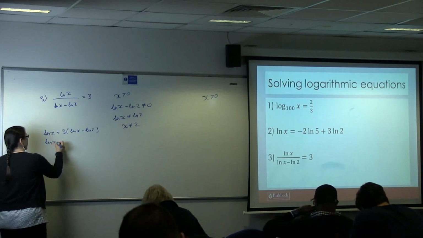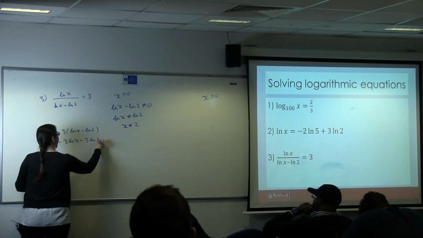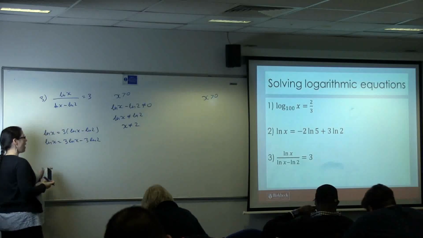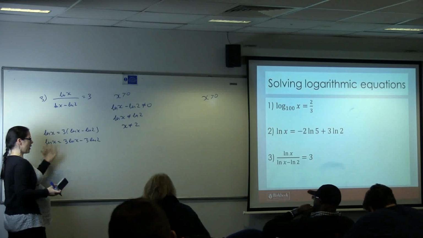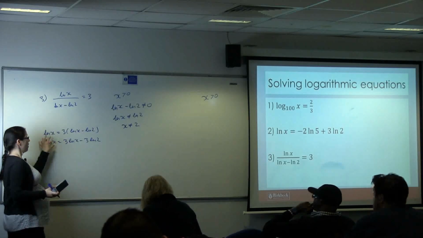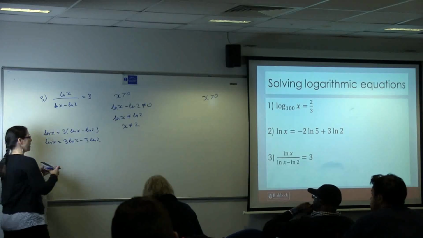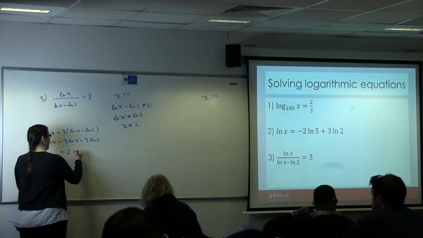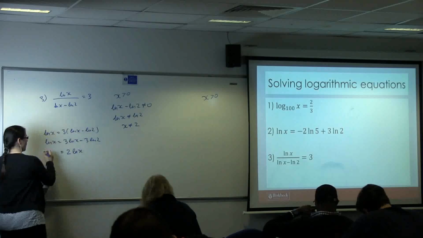So ln x equals 3 ln x minus 3 ln 2. Now what I see, I've got ln x on both sides. So I can rearrange them just to be on one side. Three of the variable and one of the variable being on the other side means I can rearrange it as two of the variables on one side. And this one I'm going to take to the other side.